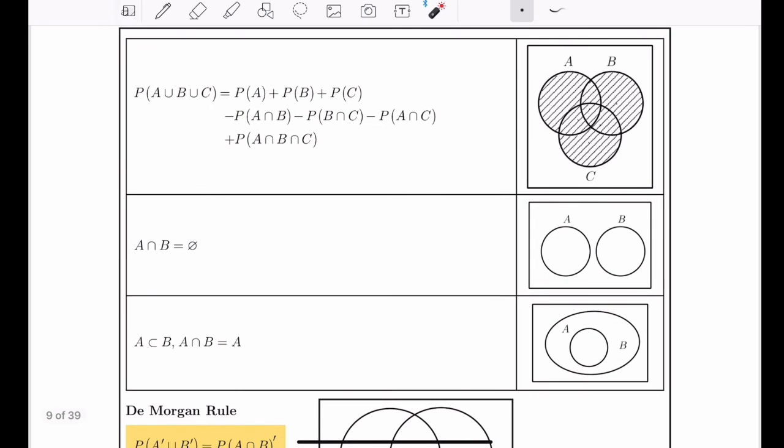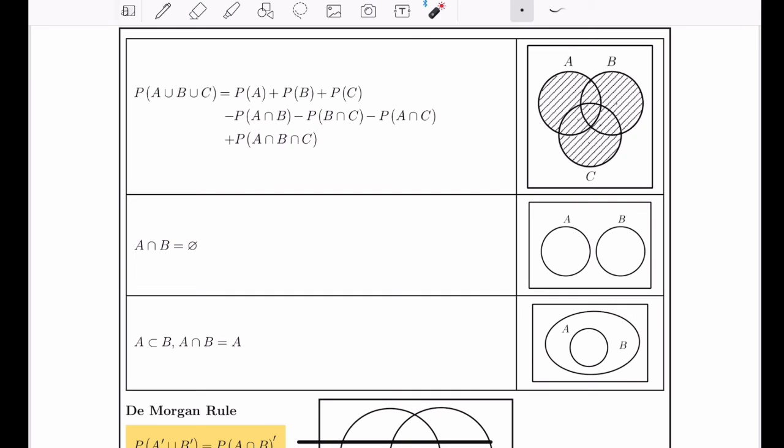What if we have 3 events, A, B, and C? If we find the union between all these 3 events, P(A union B union C) equals the probability of A plus probability of B plus probability of C, minus the intersection between A and B, minus the intersection between B and C, minus the intersection between A and C, and plus the intersection between A, B and C. Okay, so if we follow the formula, we can get the probability of this shaded region.